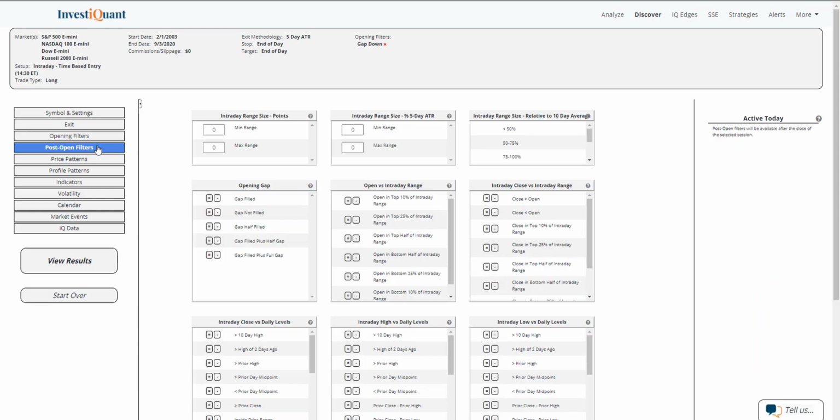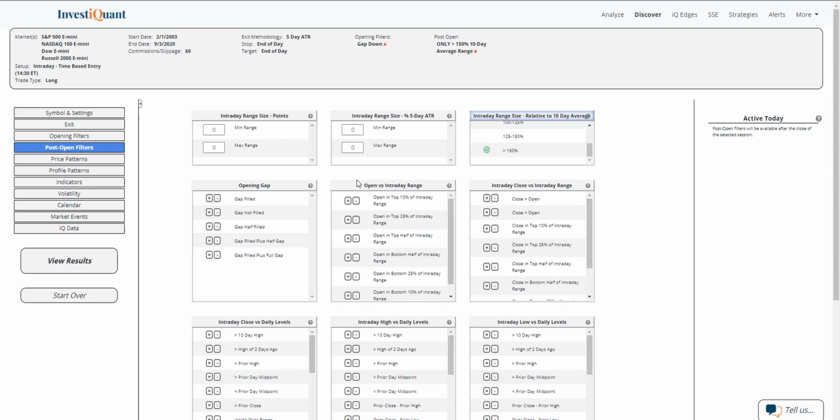And then in the post-open filters, this is where I can describe the trend-like activity that we are seeing so far today. So the first thing I'm going to use is this intraday range size relative to the 10-day average. And this is going to compare what the size of the range is as of the time of entry, and I'm using 2:30 as the time of entry, relative to that same look-back period of the past 10 days for the open to 2:30 p.m. Eastern Time. So we have huge ranges. We are greater than 150% of our 10-day average for that time period of an intraday range. So I'm going to select that. That is showing that we have a large range.